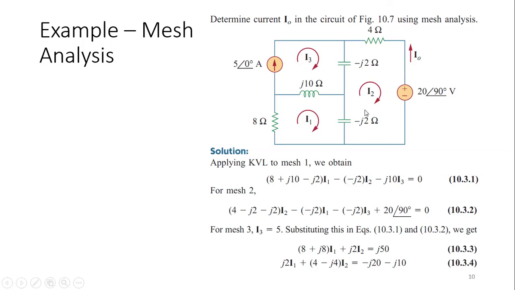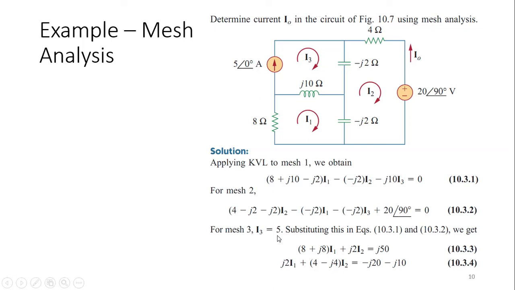For mesh 2, for example, the current through this capacitor is I2 minus I3, and the voltage drop across it would be (I2 minus I3) times minus j2. The voltage drop across this capacitive impedance would be (I2 minus I1) times minus j2. Similarly, the voltage drop across this one would be 4 times I2, and this is the voltage source itself. In this way we can write the equation simply like this one.